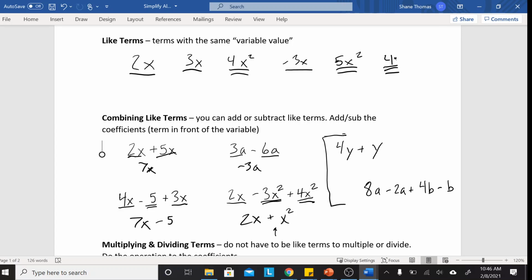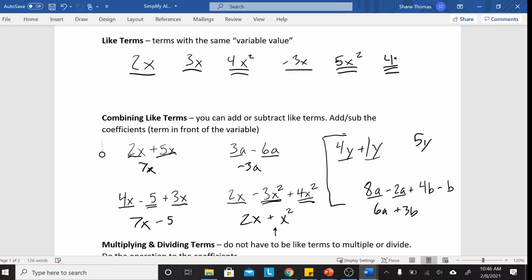All right, Clay, 4y plus y. What do you got there, buddy? 5y. Correct, 5y. Bobby, 8a minus 2a plus 4b minus b. What do you got there? I had 6a plus 3b. 6a plus 3b. Good. All right, so the first one was pretty straightforward. 4y and y. 4 plus 1 is going to be 5, so that's good.